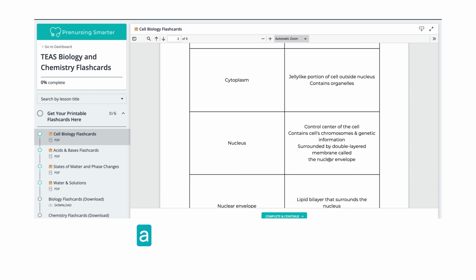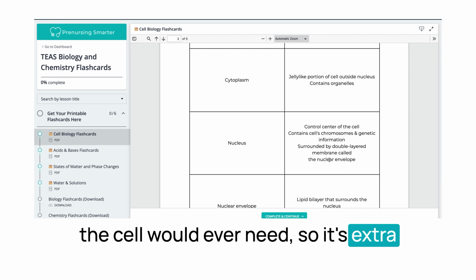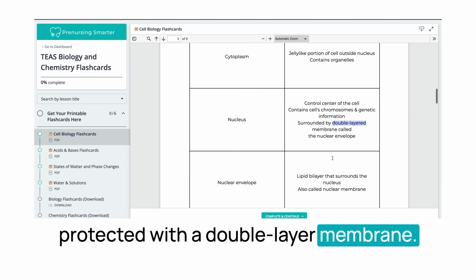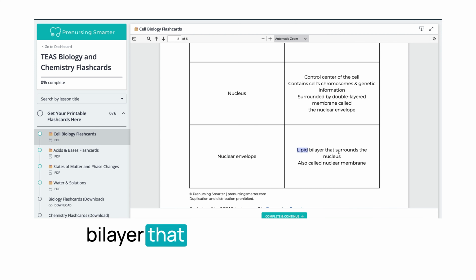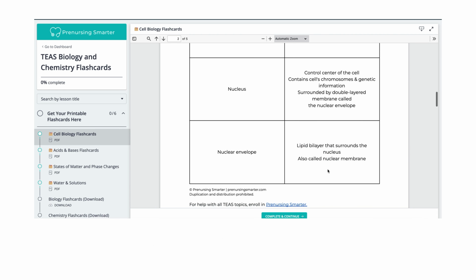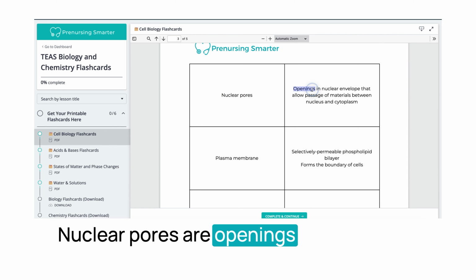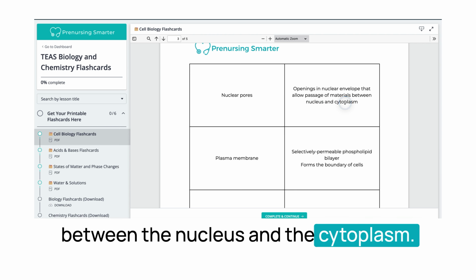So the nucleus is almost like a little cell within a cell. Extra important, it contains all the genetic information the cell would ever need, but extra protected with a double-layer membrane. The nuclear envelope is a lipid bilayer that surrounds the nucleus, and it's also called the nuclear membrane. Nuclear pores are openings in the nuclear envelope that allow the passage of materials between the nucleus and the cytoplasm.